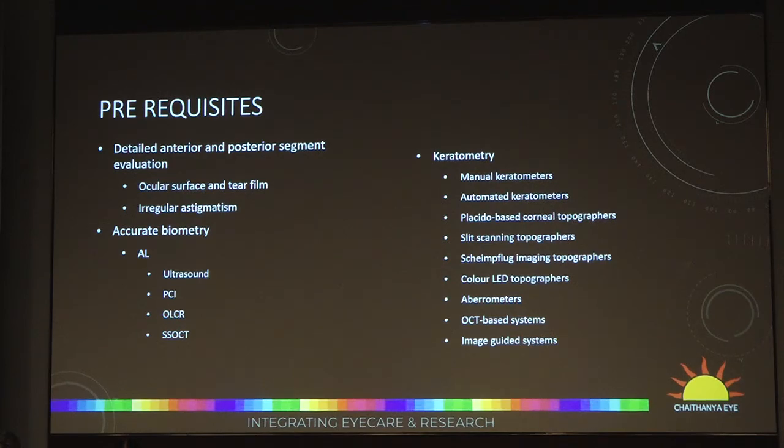That I'll explain later. And of course, axial length has to be accurately measured, preferably with an optical biometer. If not, a good ultrasound biometry with an immersion technique will also do. And for keratometry, we have several devices available nowadays. If you have more than one device with you, I would suggest taking readings from both the devices. And if you have only a single device, take multiple readings.